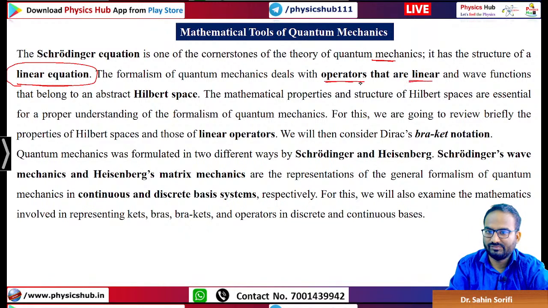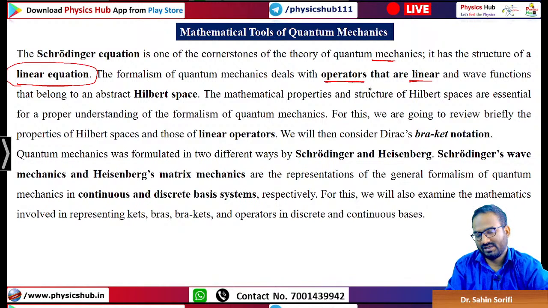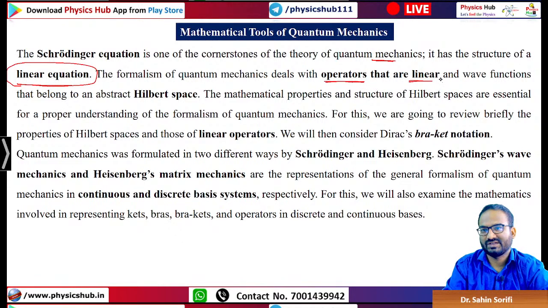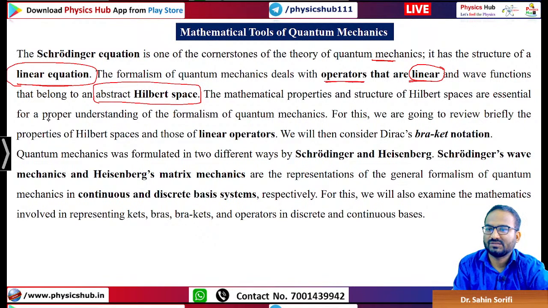Formalism of quantum mechanics deals with operators that are linear. So you will be seeing many operators like momentum operator, energy operators, and many other types of operators which are linear in nature, and wave functions that belong to abstract Hilbert space. We'll define this Hilbert space in a few moments. The mathematical properties and structure of Hilbert spaces are essential for proper understanding of the formalism of quantum mechanics. So these basic mathematical tools, we will be discussing in the next part, are about this Hilbert space.